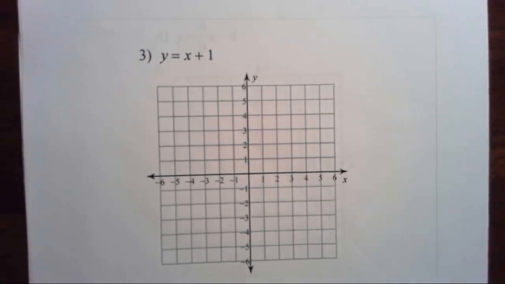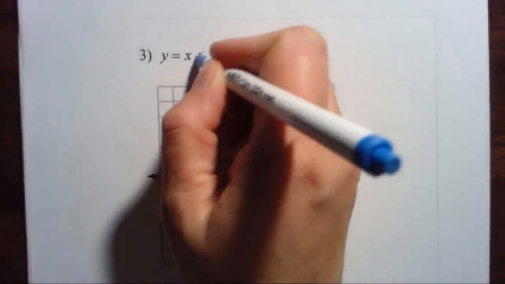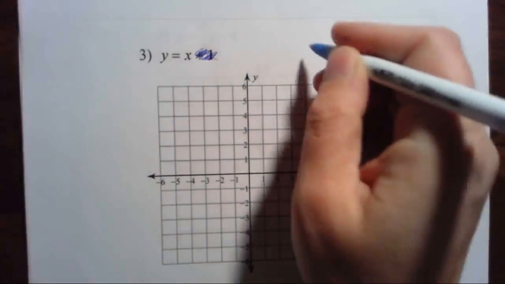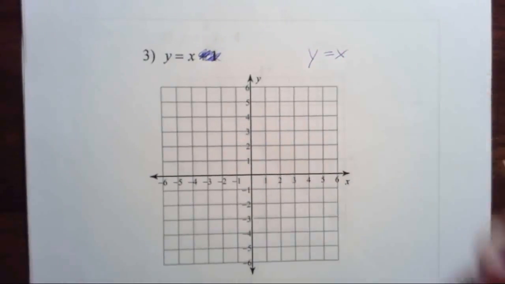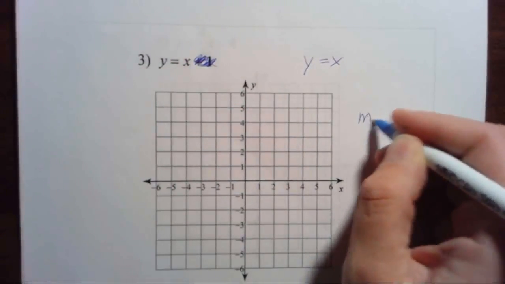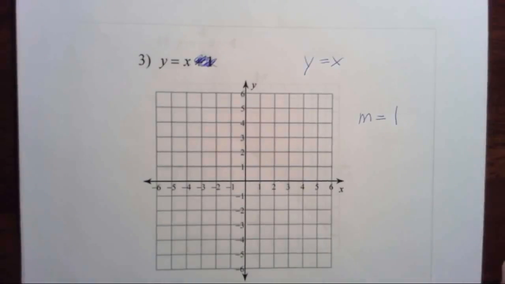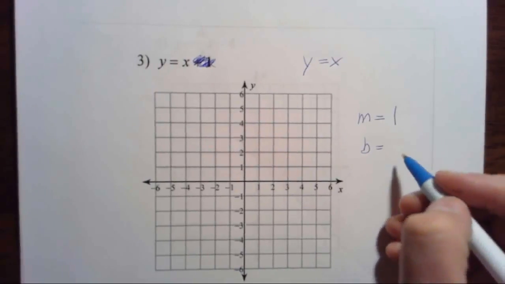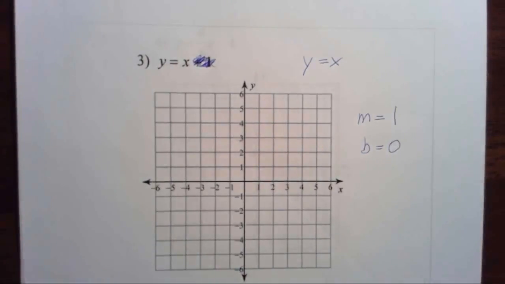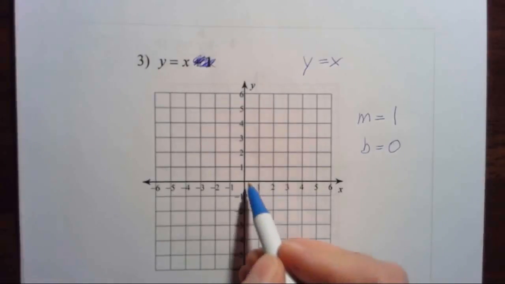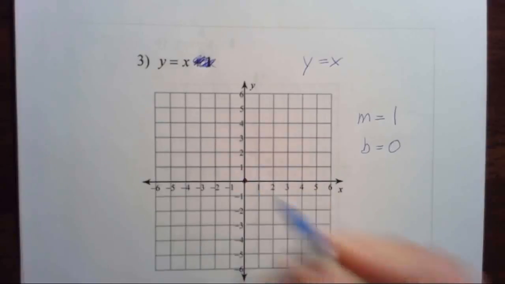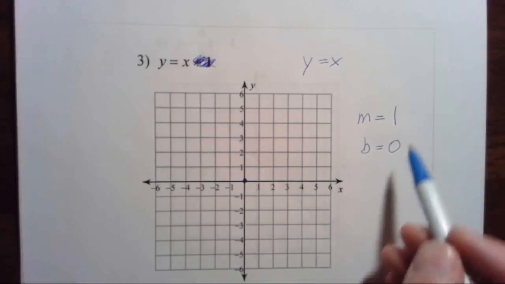Okay, I want to do one more very quickly. I'm going to change what's on the paper, so change it with me, okay? I just want to do y equals x. So what's the slope? Well, the slope is 1, the number in front of x. What's y-intercept? Ooh, I don't have a y-intercept. That means that the y-intercept is 0. So where is y-intercept 0? Y-intercept 0 is right there at the origin.